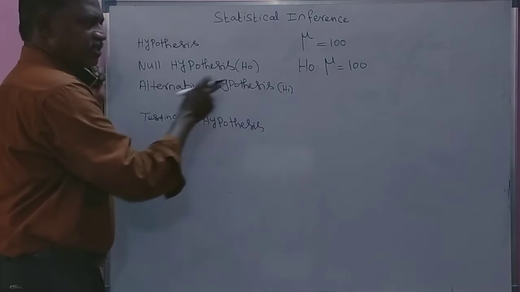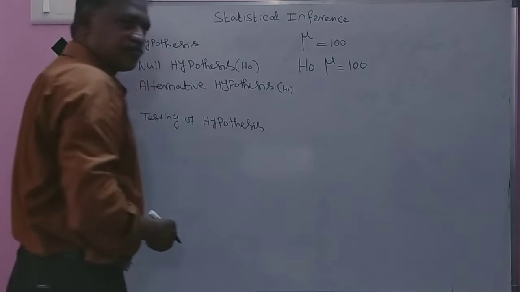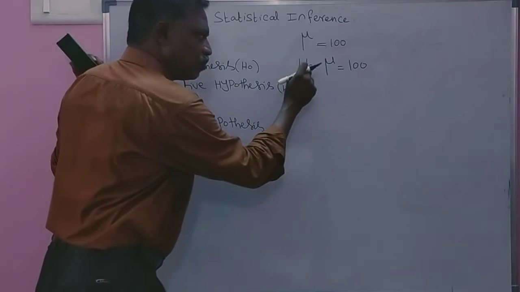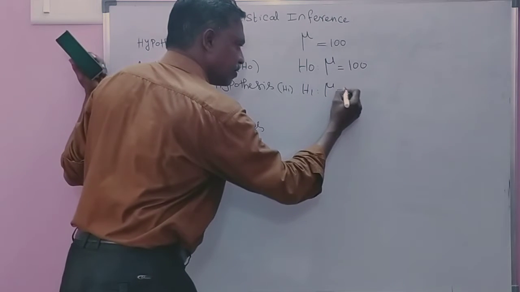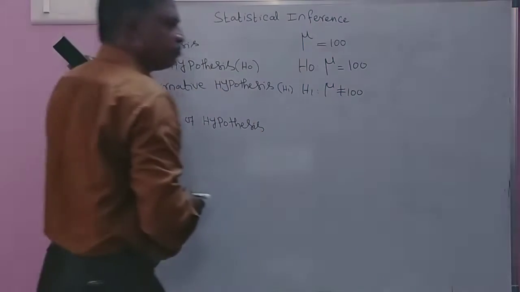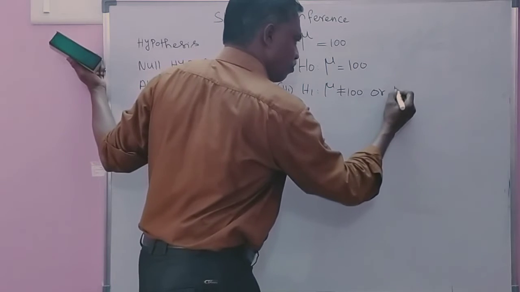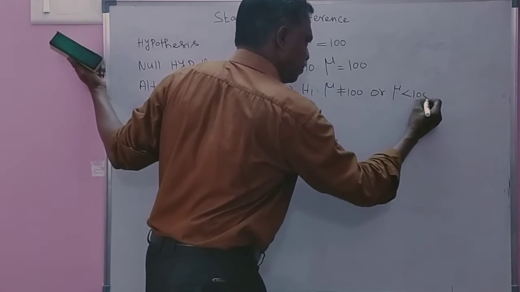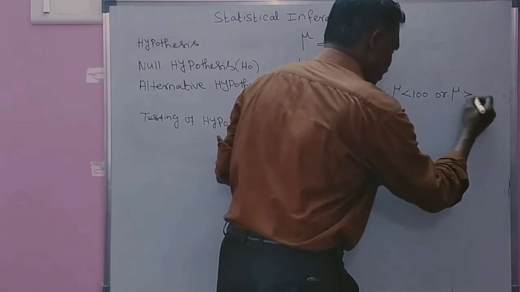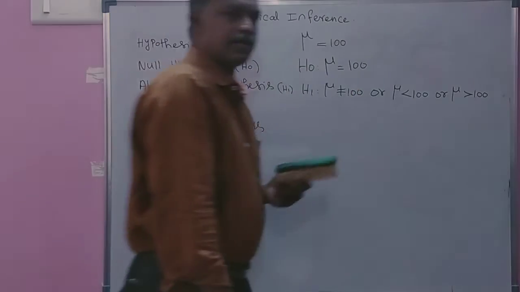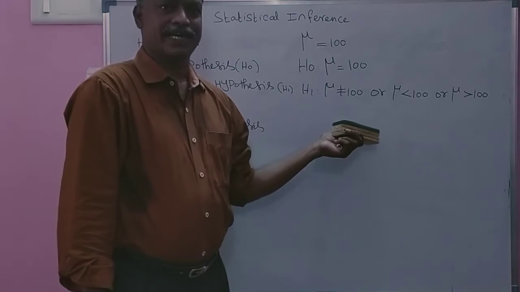Then the alternative hypothesis. This is a complementary statement to the null hypothesis. For example, the complement to this hypothesis may be mu not equal to 100. The population mean is not equal to 100. This may be the alternative hypothesis. Or mu less than 100, or mu greater than 100. So in the alternative hypothesis, there are three possible cases.